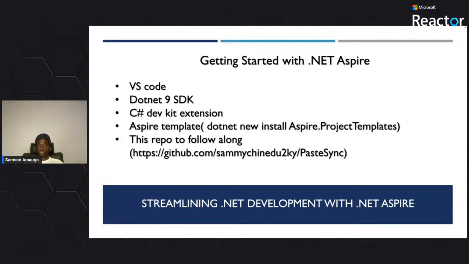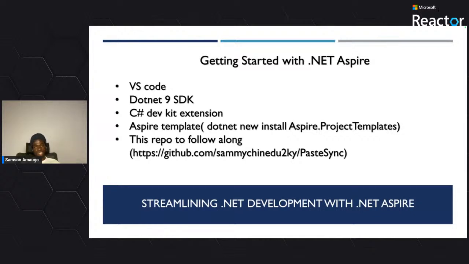So, getting started with .NET Aspire. In today's session, we're going to be making use of VS Code, the .NET 9 SDK, and the C# Dev Kit extension. And for you to have this scaffolding feature of the .NET Aspire template in your VS Code, you will need to run the command dotnet new install Aspire.ProjectTemplates. And to follow along with me in the project, we're going to be wiring up .NET Aspire.